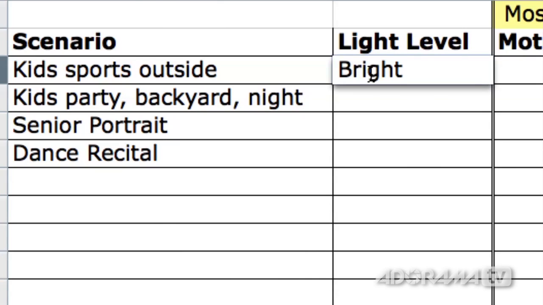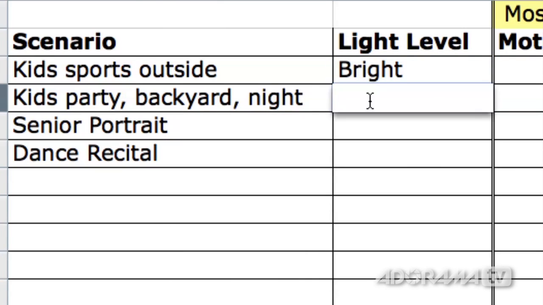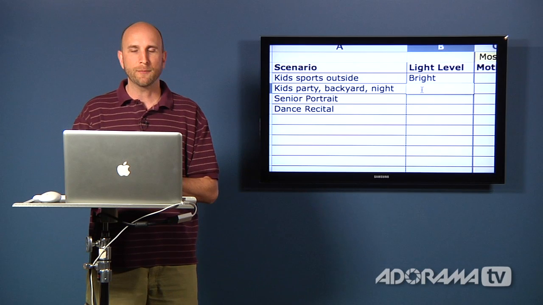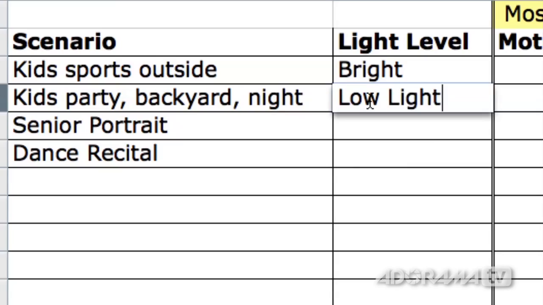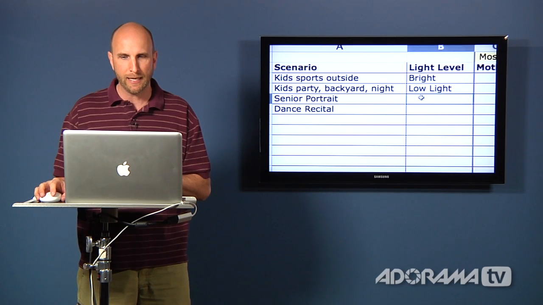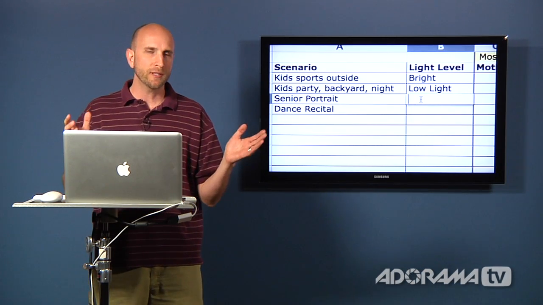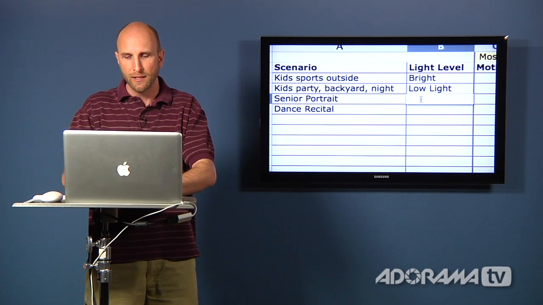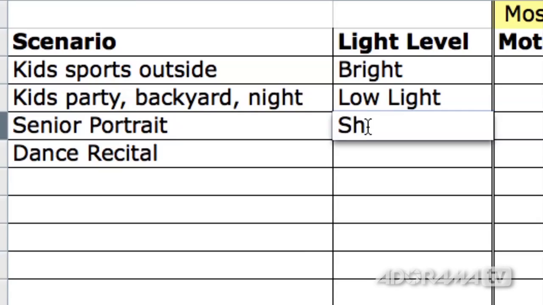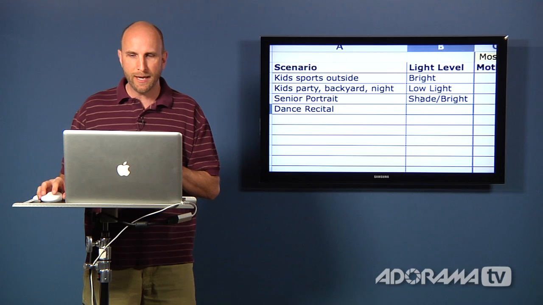So we have lots of light. So I'll type that in there. The kids' party in the backyard at night. Well, this is really low light. There's not a lot of light there, so we're going to have to figure out how to deal with that. The senior portrait, let's pretend for this hypothetical situation that we're shooting outside in the shade. So this is shady but bright. We'll say, yeah, shade/bright. So we've got plenty of light for that one.